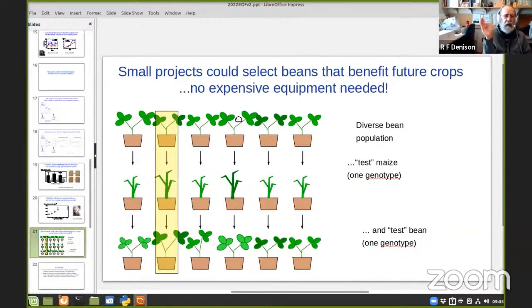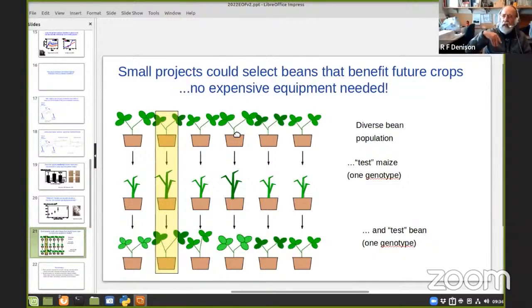Now, what could that be? We know from work by Nancy Johnson that bean plants have an effect on the beneficial mycorrhizal fungi that maize plants depend on. So maybe this heirloom bean variety and this one were particularly good at enriching the soil with the most beneficial strains of mycorrhizal fungi.